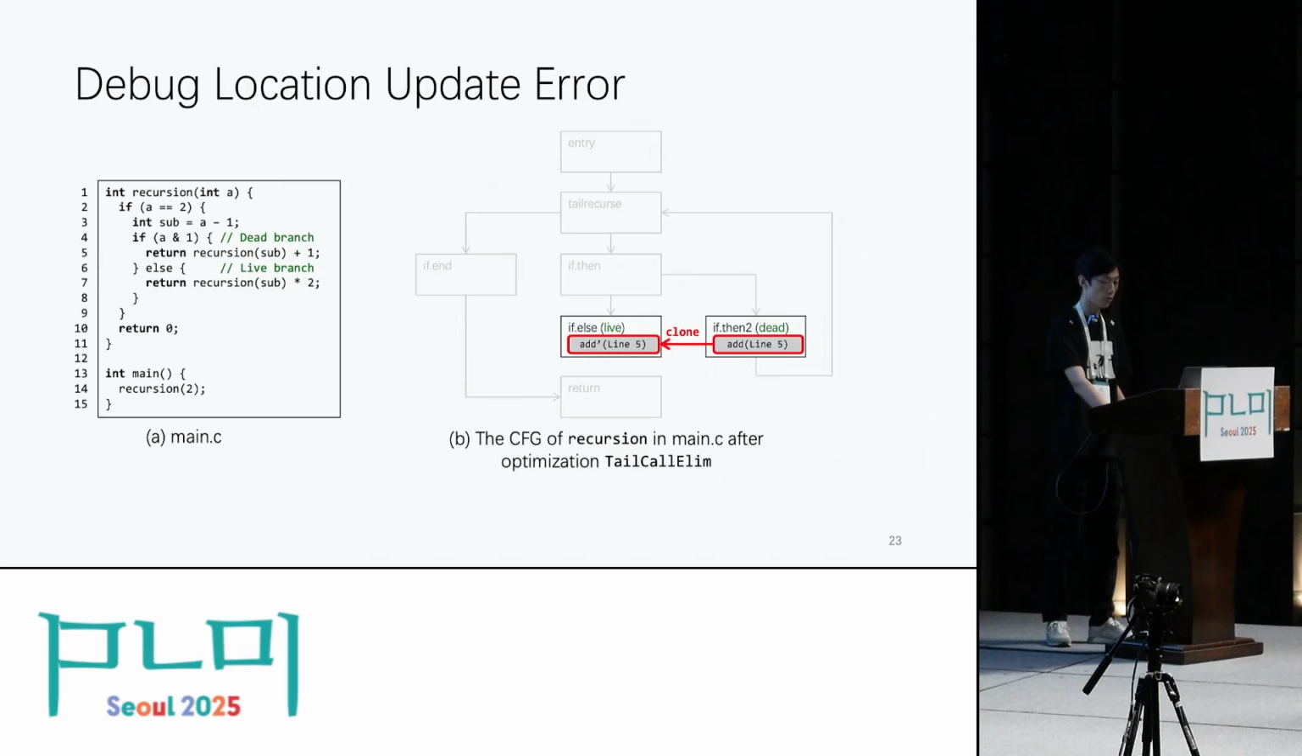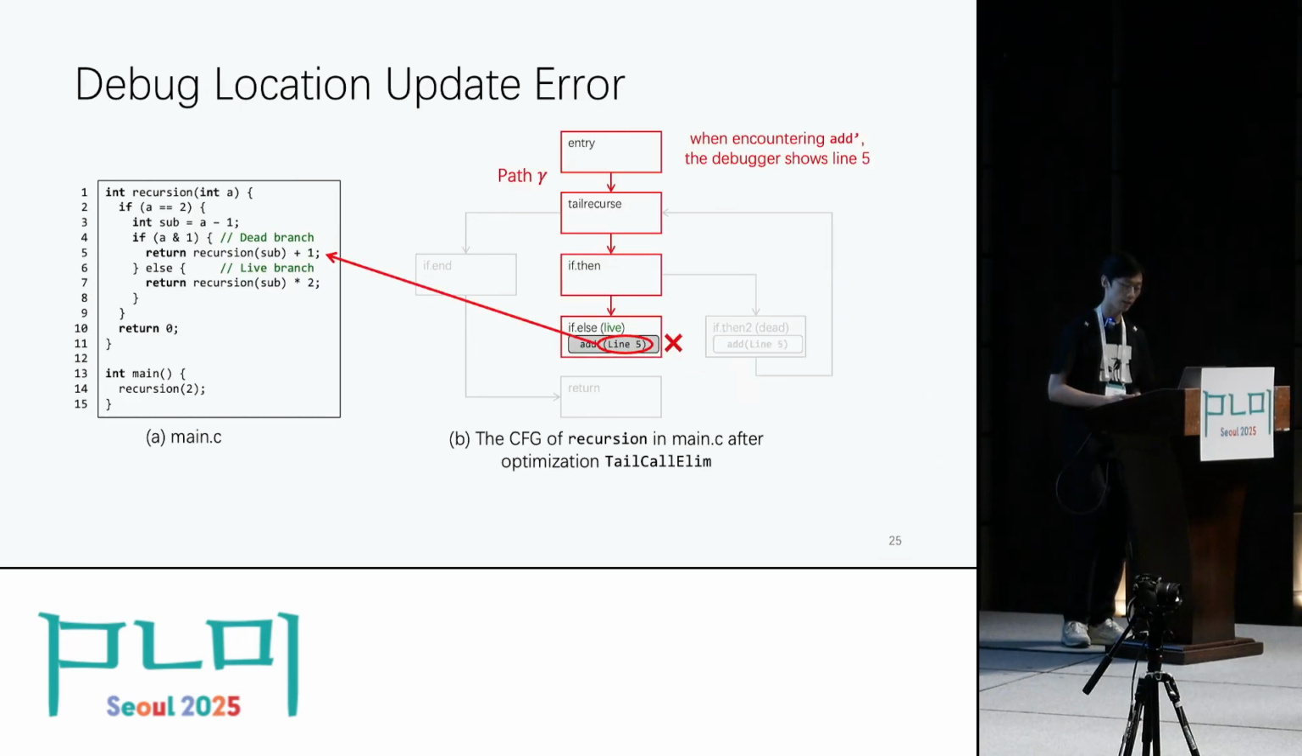The tail call elimination clones a new instruction add prime from the instruction add and inserts the new add prime to the live block if.else. Meanwhile, the debugger location of add is preserved to add prime. However, this is a debugger location update error.